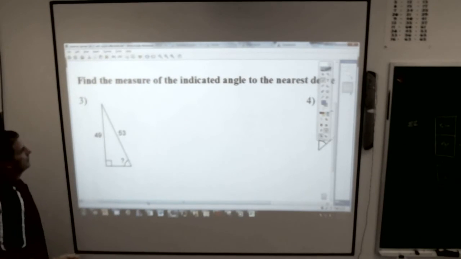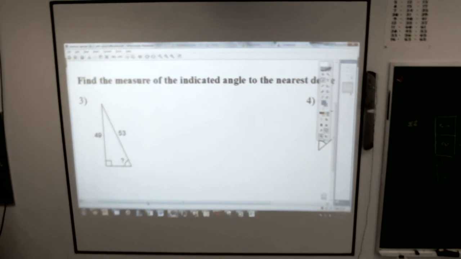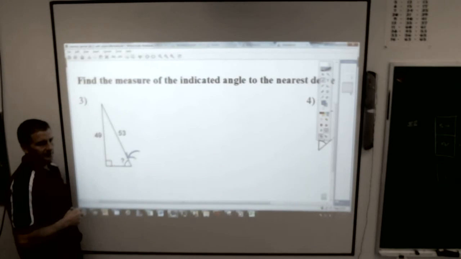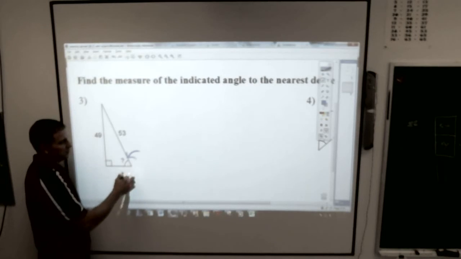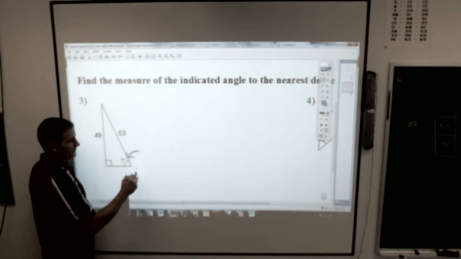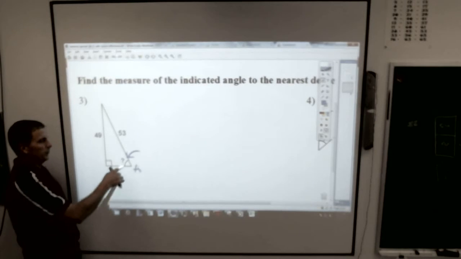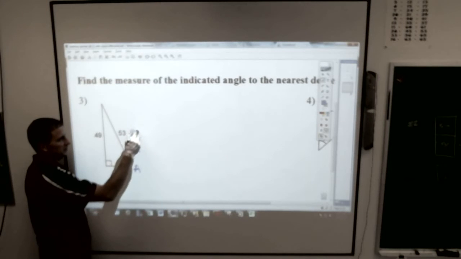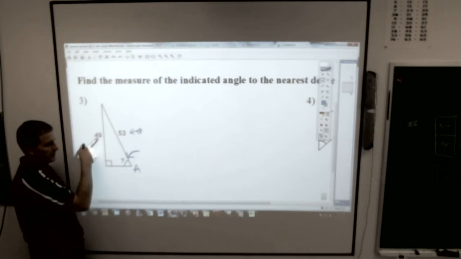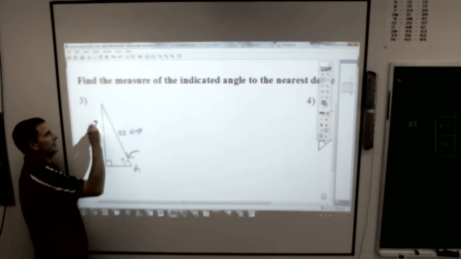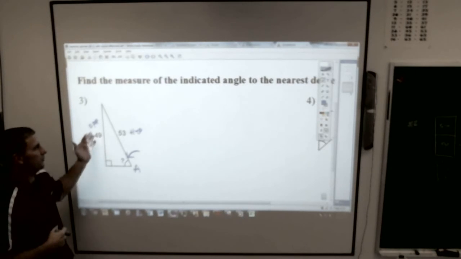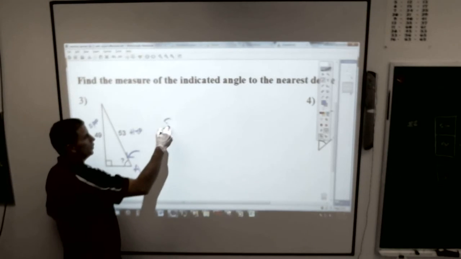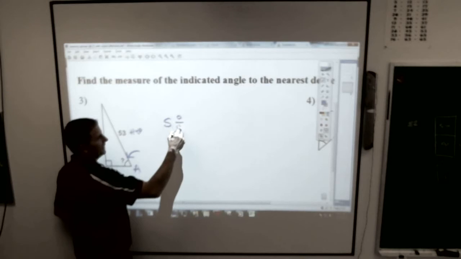Alright, so here we go. They don't give you anything here, and they ask you to find the measure of this angle. So you just have to think, this is the angle you want, so call it angle A or whatever it is. You have to look, with respect to this angle, what are these two things? Well, this is the hypotenuse over here, and this is the side opposite. So you need to find the trigonometric function that uses both opposite and hypotenuse. Which one of those functions is it? Sine. So sine is opposite over hypotenuse.